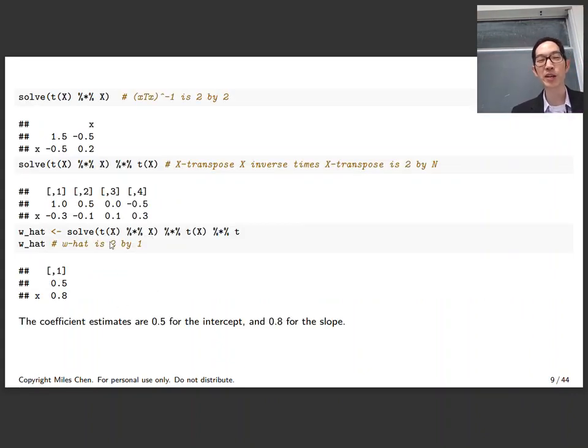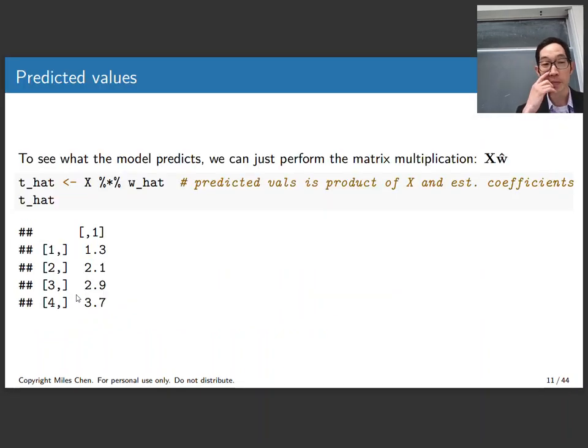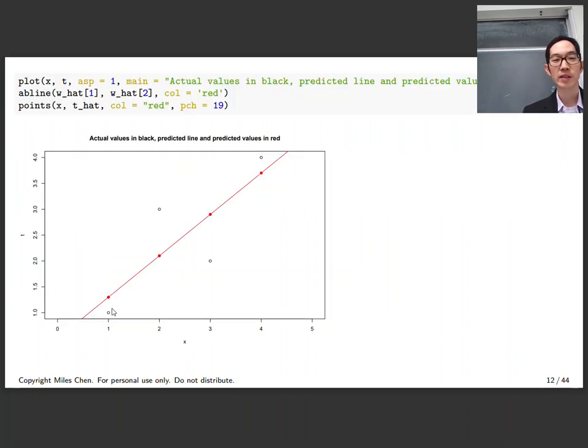When we do it ourselves, doing this operation of x transpose x inverse times x transpose times t, we also get 0.5, 0.8. So we could ask, what are the values that you get when you have an intercept of 0.5 and a slope of 0.8? Well, if you plug in 1, you get 1.3. You plug in 2, you get 2.1, 2.9, and 3.7. These are our predicted values. And indeed, here is the line of predicted values: 1.3, 2.1, 2.9, and 3.7. And this gives us better results.